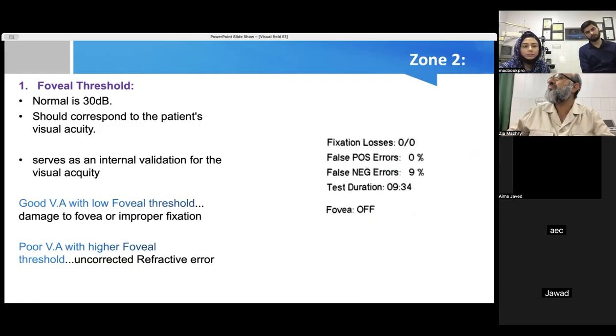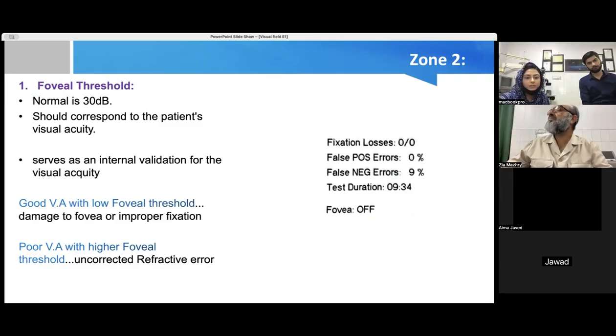Zone 2 is the foveal threshold, and the typical range is 30 decibel. It should align with the patient's VL acuity, which means it serves as an internal validation for the VL acuity. If VL acuity is good but foveal threshold is low, it means that there is damage to the fovea or there is improper fixation. If VL acuity is poor but foveal threshold is high, it means that the patient needs refractive correction.